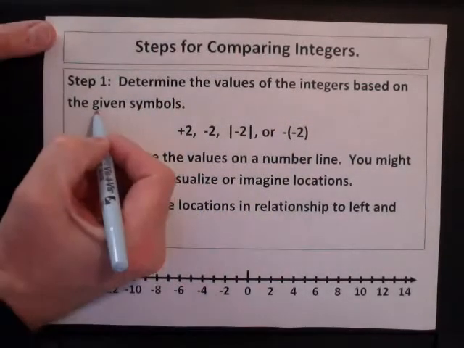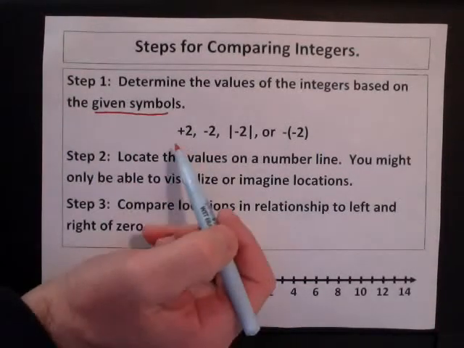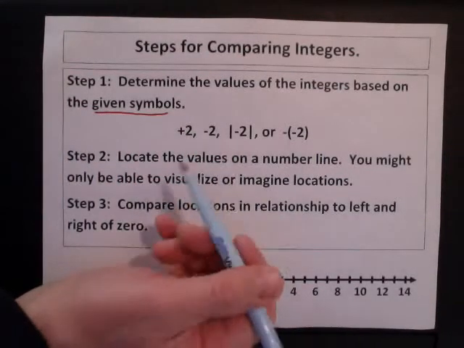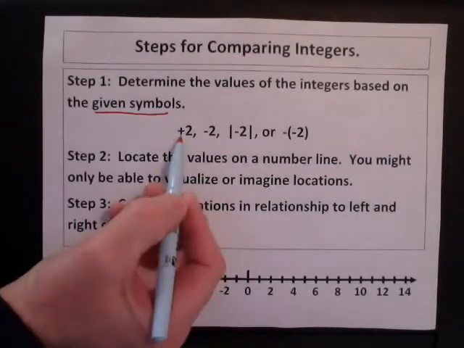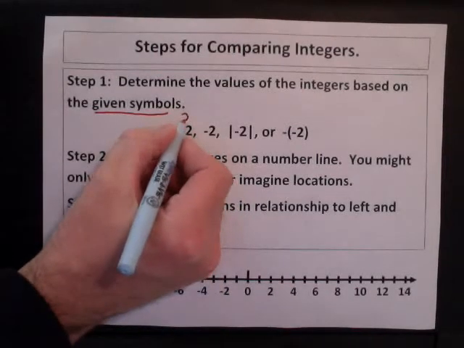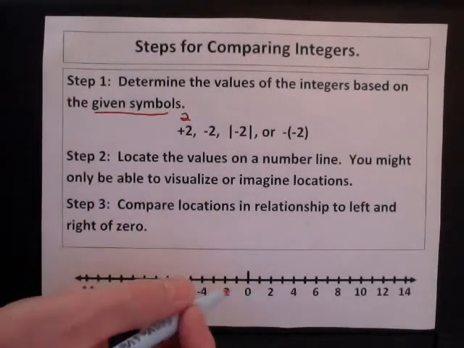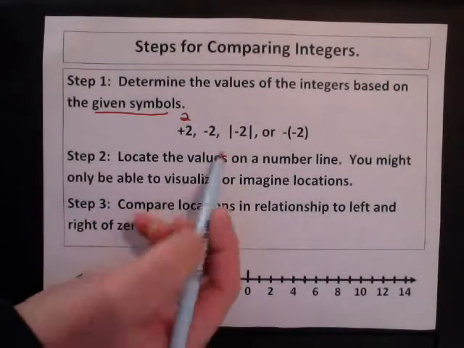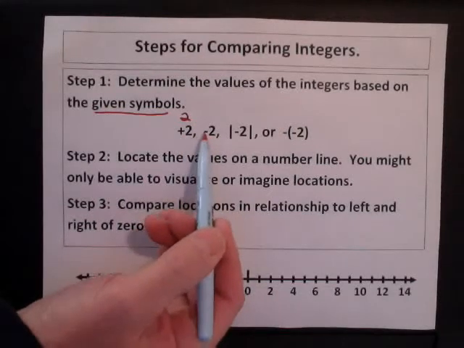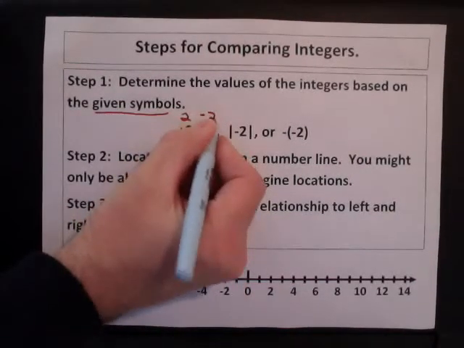Now, this is important because on a lot of your testing, they will throw in different integer symbols. So, for example, this one right here is positive 2. It's just going to have a value of 2, so you could figure out where it is on the number line very easily. Negative 2 is just negative 2, so you could figure out where it is on the number line.